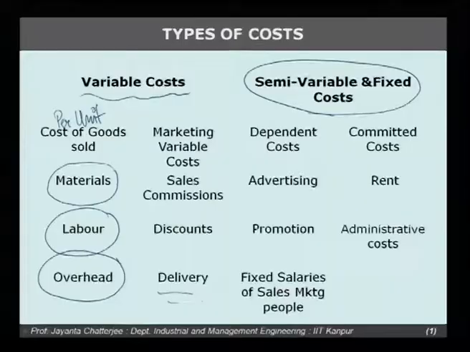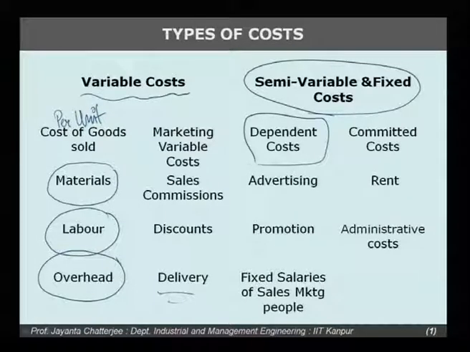On the right hand side, we have semi variable and fixed costs. That means, some of these are dependent on decisions that we can take, some of these are dependent on our discretion to that extent. Therefore, how much we are going to spend on advertising is not entirely fixed.